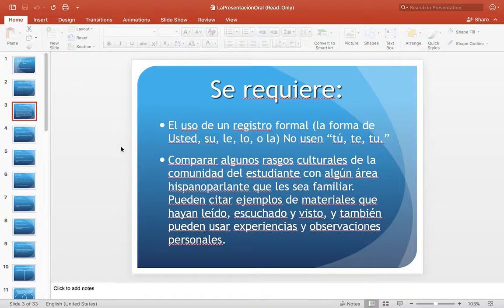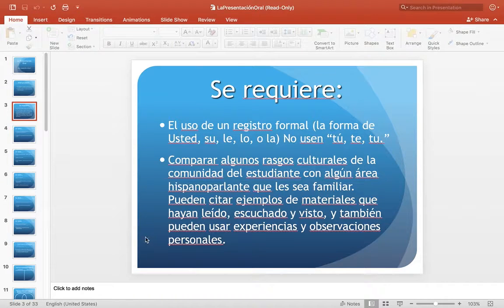This is kind of like a really compacted version of a persuasive essay. So it's a basic thing, except you're talking and it's only for 2 minutes. So just like we did in the persuasive essay, you're going to use a formal register, and you're not going to use tu, te, tu.